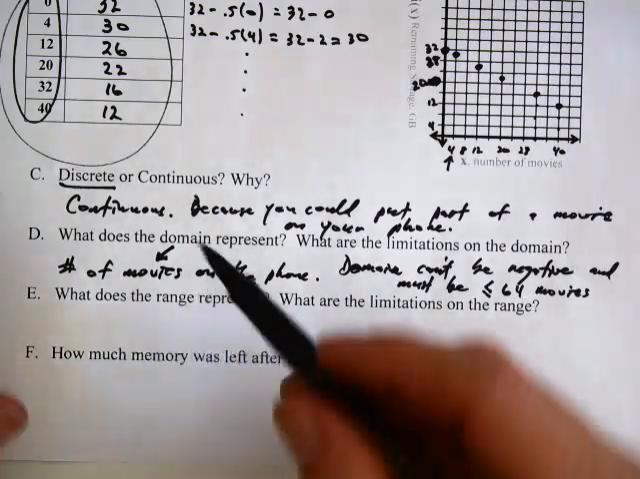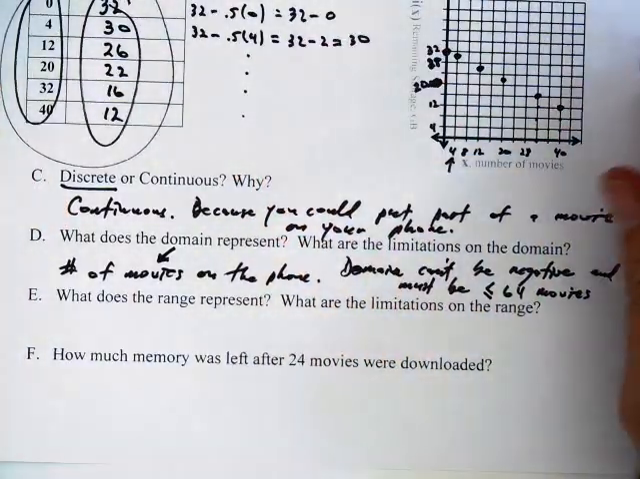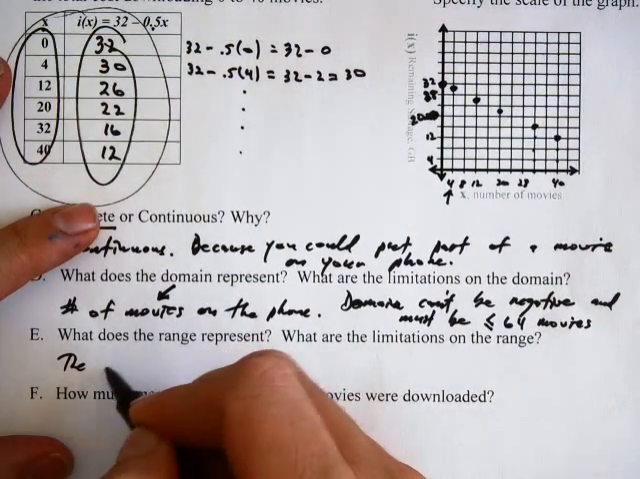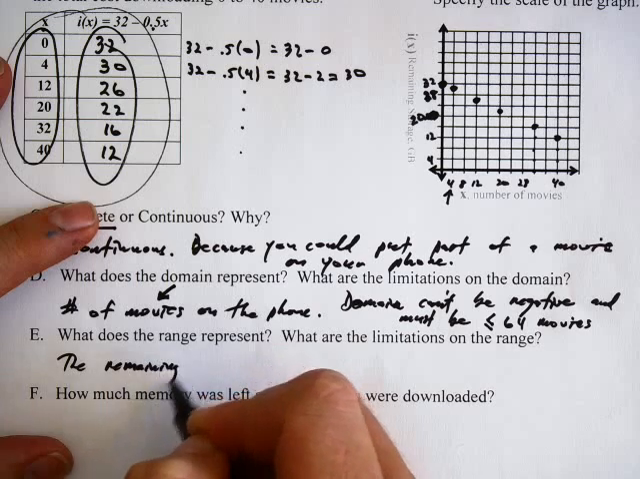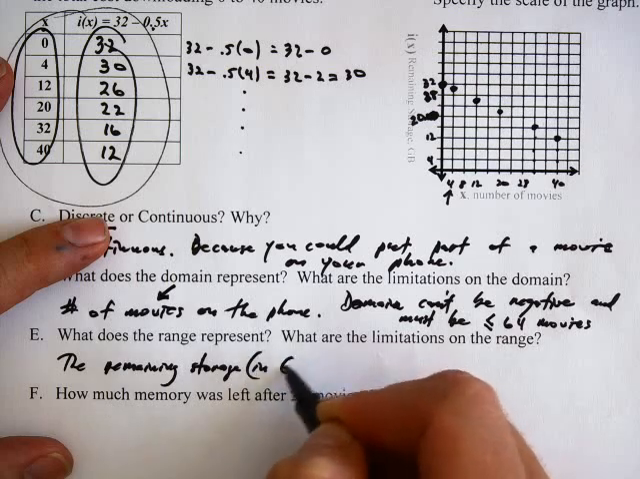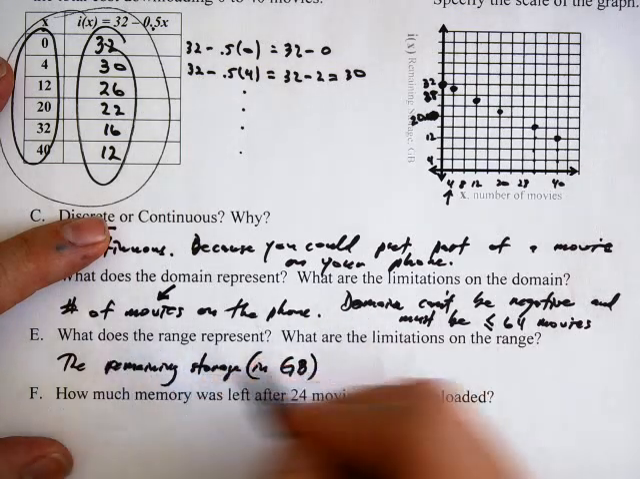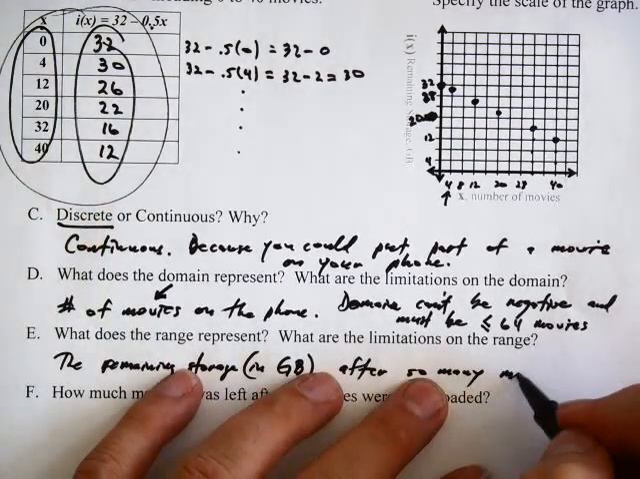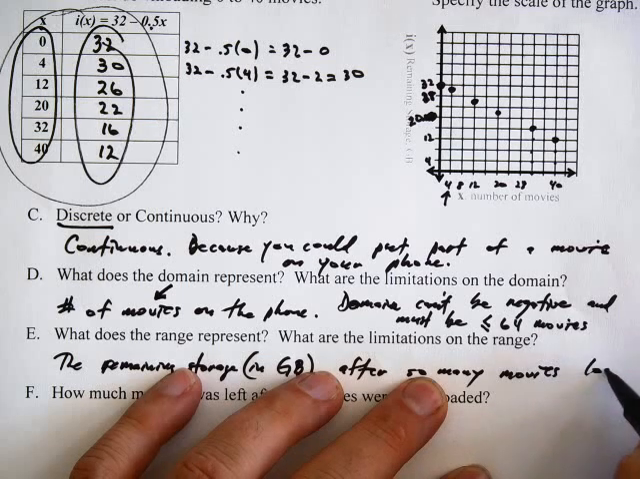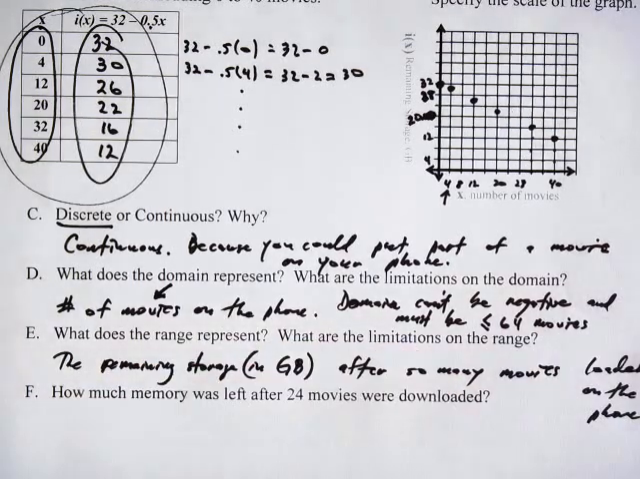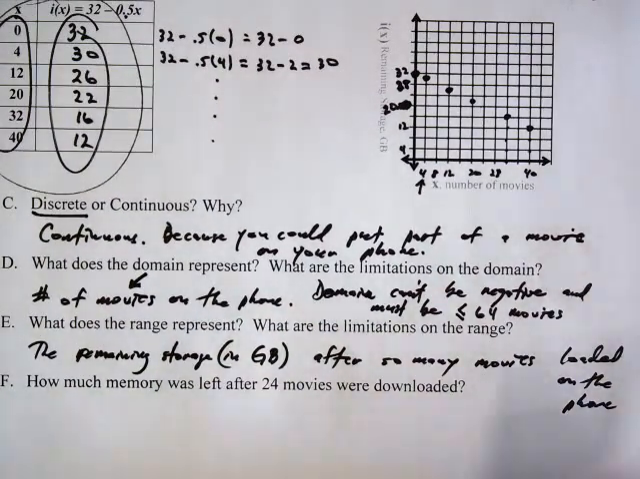Great. What does the range represent? So what did this count for right here? What were those numbers all about? That was the remaining storage in gigabytes after so many movies were loaded on the phone. Okay? Look at that beautiful handwriting. The remaining storage in gigabytes after so many movies.